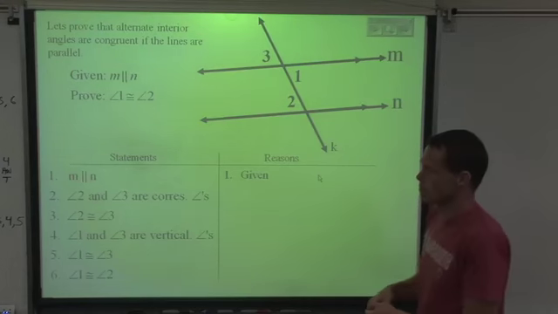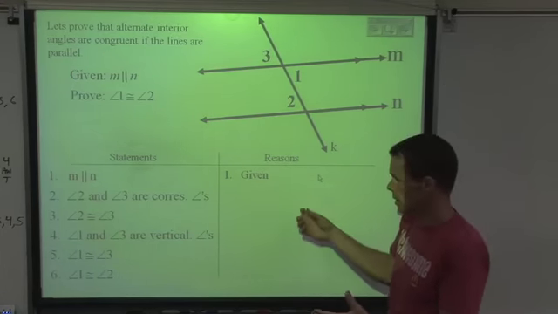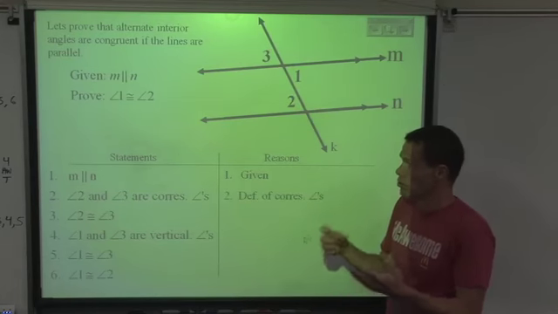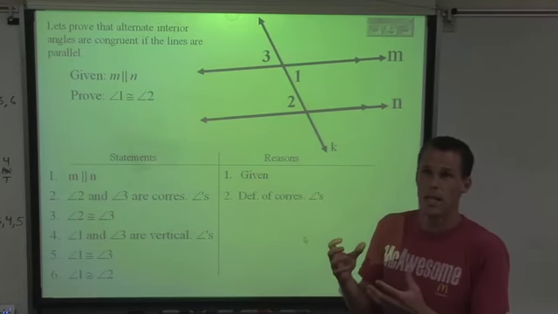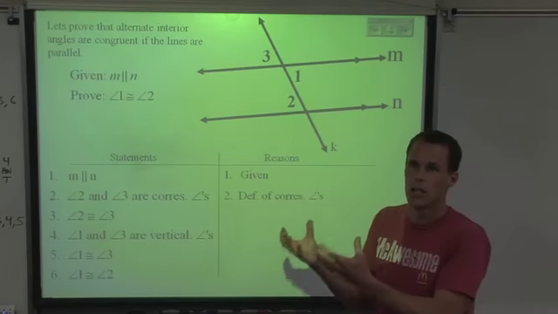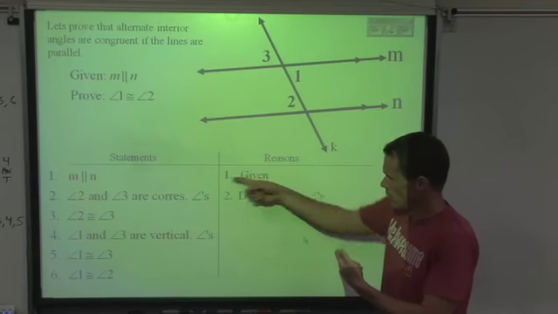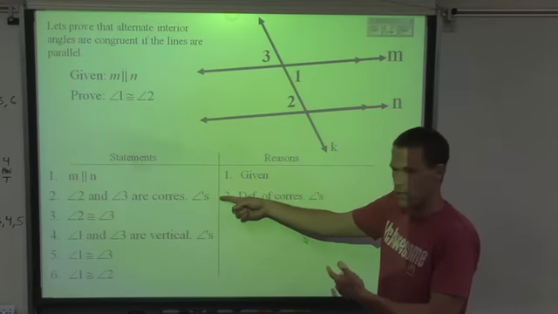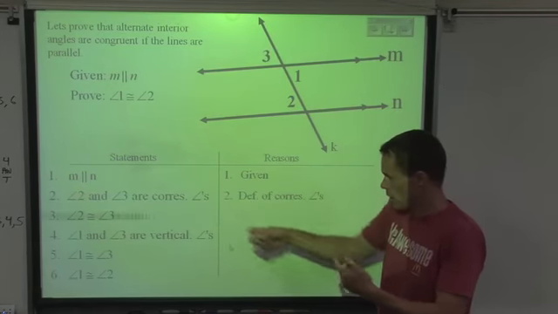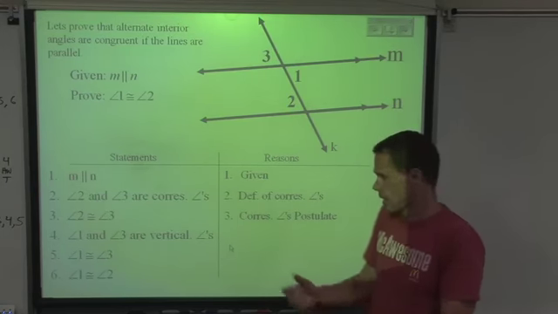Here are our reasons. This was given to us. We had to have a place to start. We also know that they're corresponding because they meet the definition. We see that they are in the same location of the transversal. Well, parallel lines, corresponding angles, therefore they are congruent. That was the corresponding angles postulate from the previous slide.